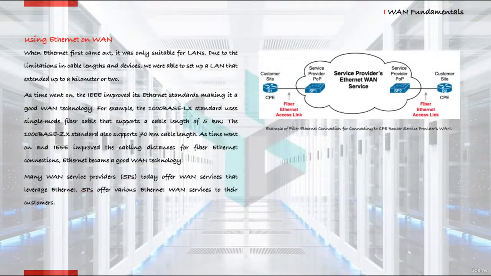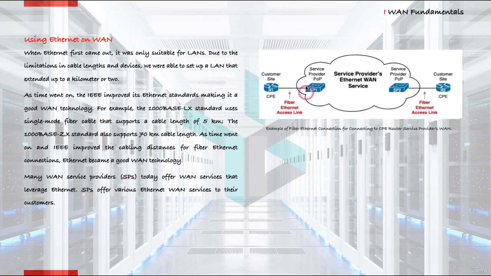Let's look at the use of Ethernet over WAN on this page. When Ethernet first came out, it was only suitable for local area networks, because we could only use up to 1 to 2 kilometers due to cable lengths and restrictions on devices, but now both cable technologies and hardware technologies have developed, so ISPs can now use Ethernet over WAN technology.